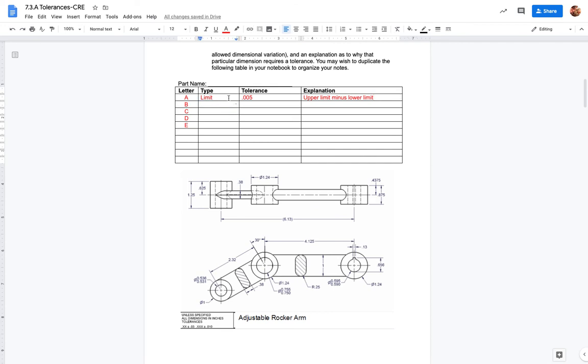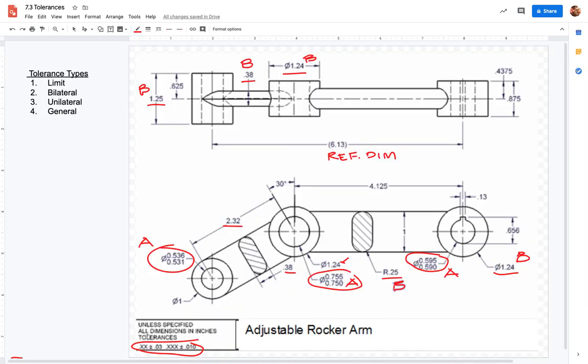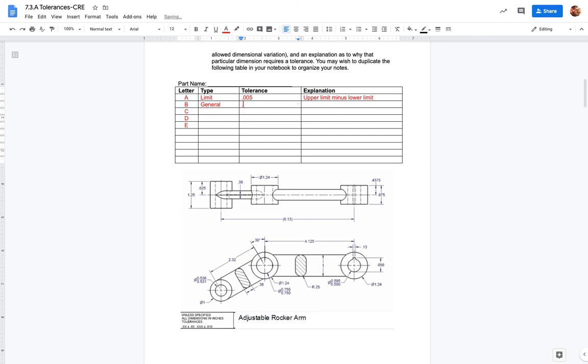Now, under B, what type? Well, those are general. And the tolerance is plus or minus 0.03. So plus 0.03 and minus 0.03. Let's just go back and look at that to make sure that's correct. Plus 0.03, right? Think about your timeline, your x-axis. If this is 0.03 on the x-axis, and this is negative 0.03, what's the total distance between those? That would be 0.06. So that's the tolerance that would apply, 0.06. And you would say plus or minus 0.03. Something like that, some kind of explanation.